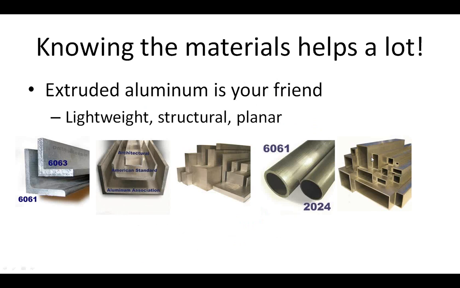The other important thing when you're trying to figure out your mechanical systems is knowing the materials that you can use, okay? And in general, we use something called extruded aluminum. It's aluminum that is in various shapes, okay? So starting on the left over here, you can see this is called angle aluminum, and it comes in all sorts of sizes.